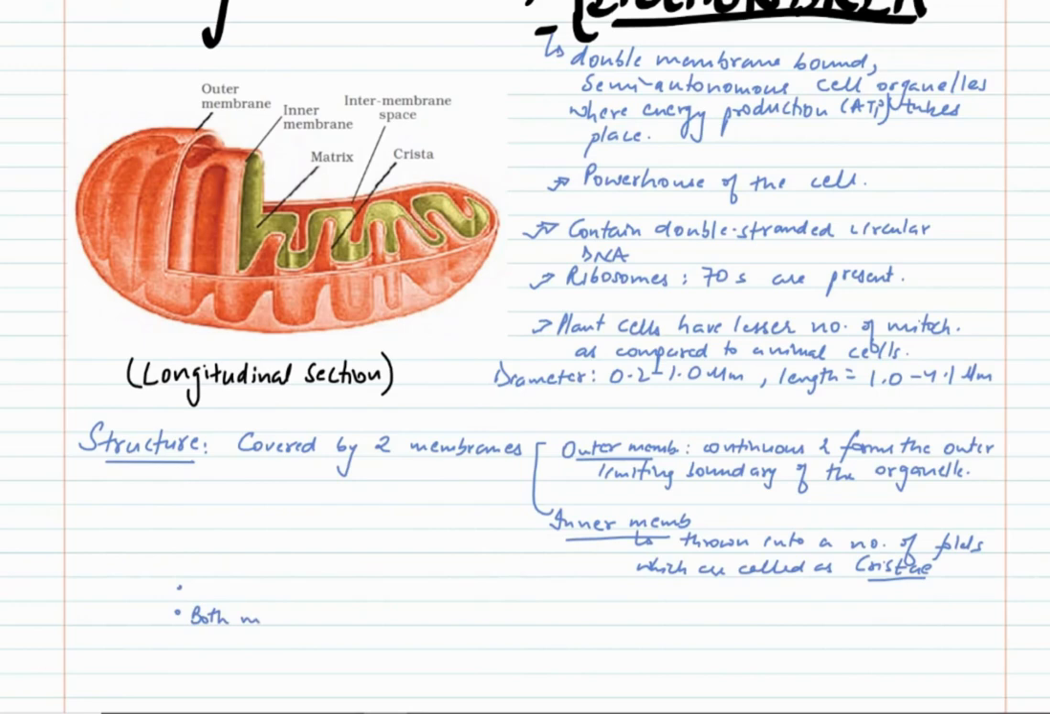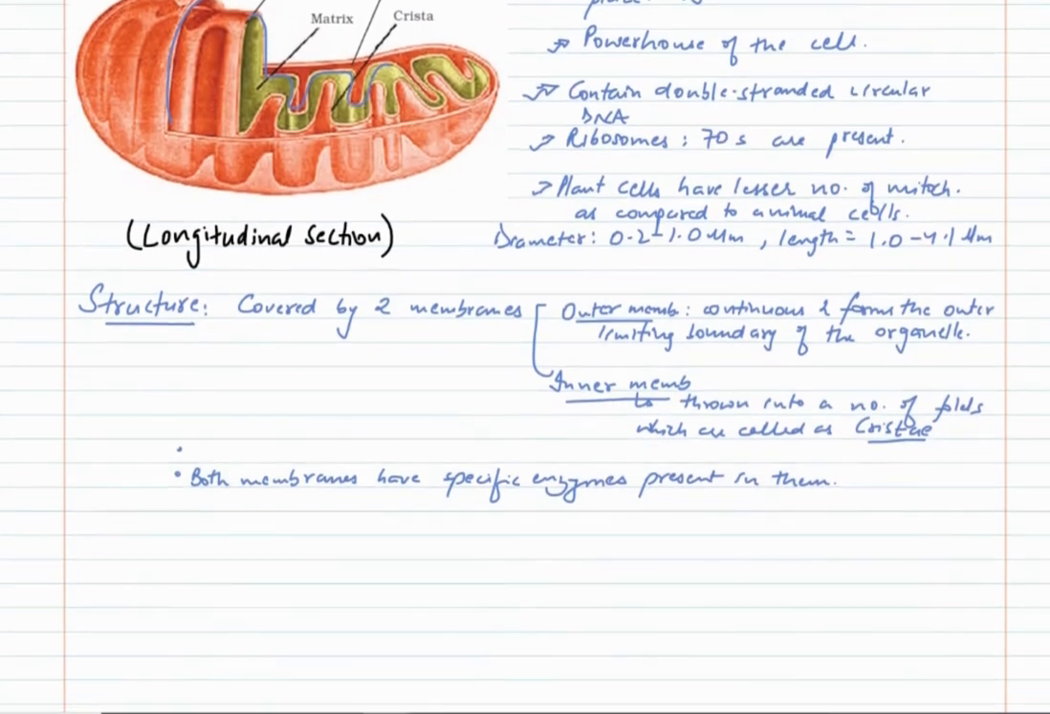Both membranes have specific enzymes present in them. So the outer membrane and the inner membrane have protein enzymes which are separate in both the membranes and both have different types of functions. So this is the outer membrane which is continuous and this is the inner membrane which is thrown into a number of folds. These folds are known as cristae.